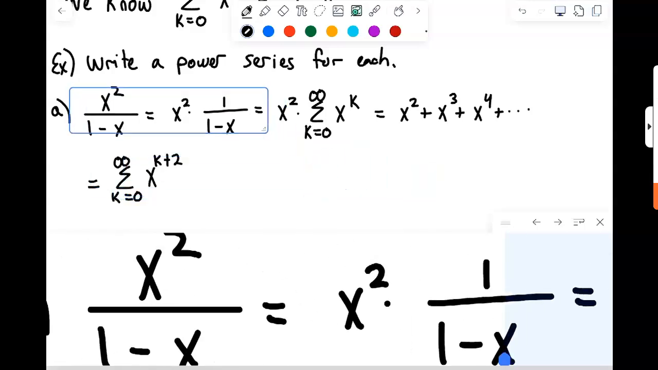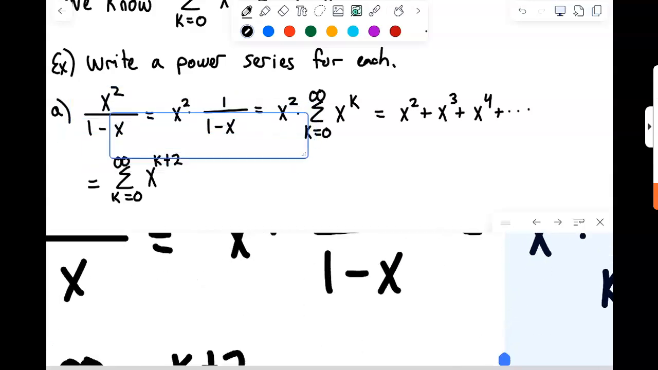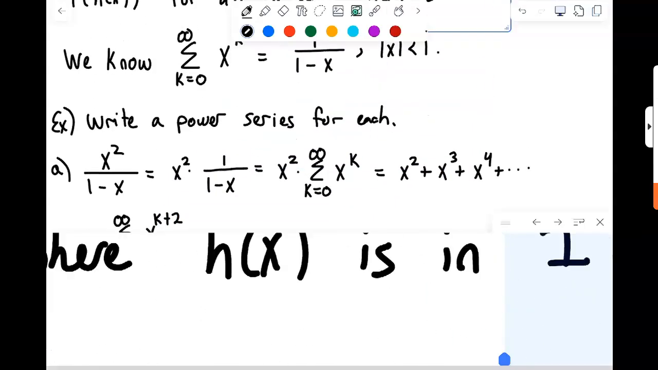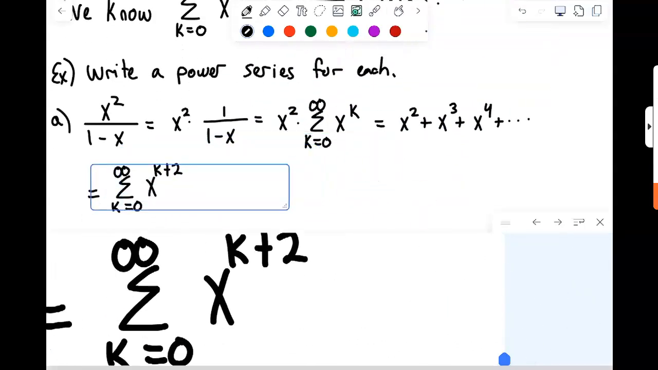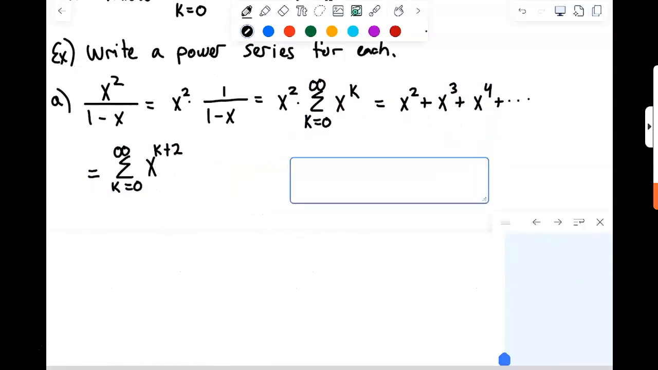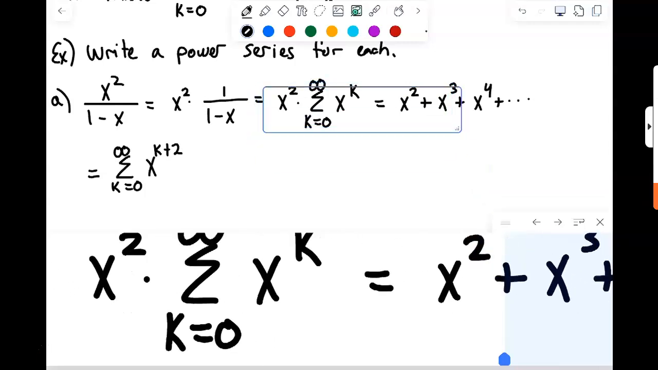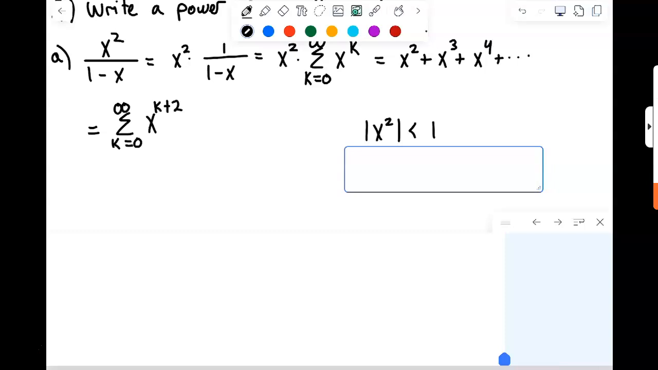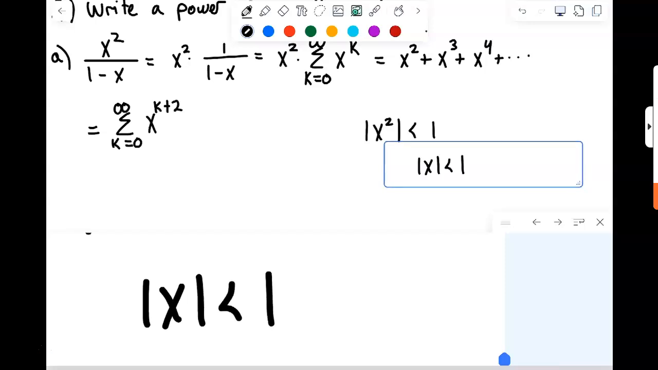So that series is going to converge to that function, and it's going to converge as long as the absolute value of x is less than 1, or actually the absolute value of x squared, I should say, has to be less than 1. X squared has to be less than 1, so that would be true as long as the absolute value of x is also less than 1.